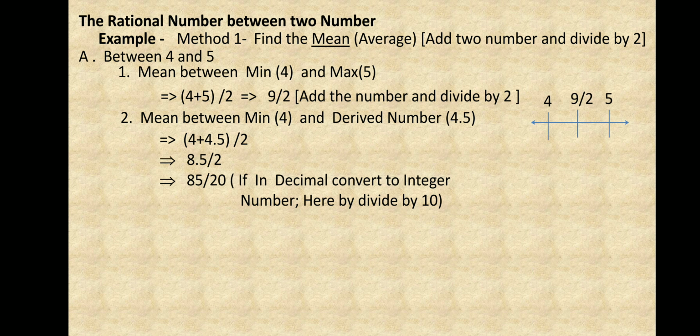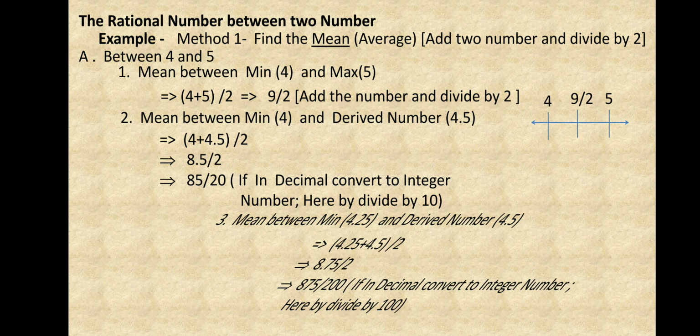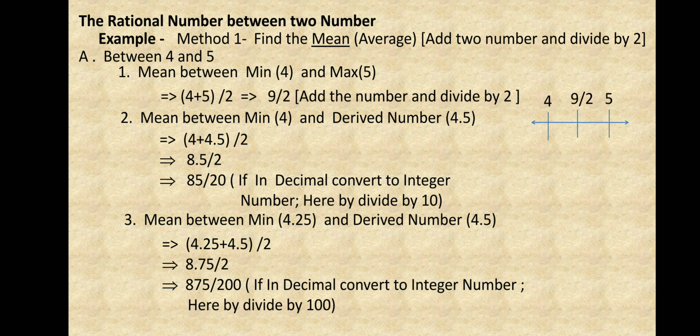And now you can see that between 4 and 5 you have a derived number, which is 4.5, right? So now the third sum is the mean between the minimum number, which is 4.25, and the derived number, which is 4.5. So what are you going to do here again? You have to add 4.25 and 4.5 and divide it by 2. So what do you get? You get 8.75, and this 8.75 should be divided by 2.